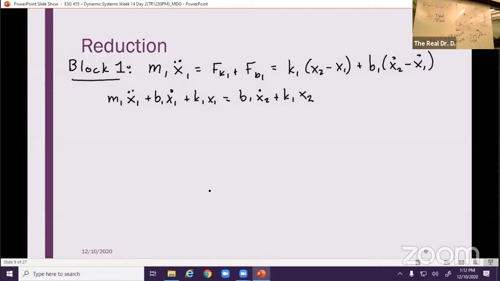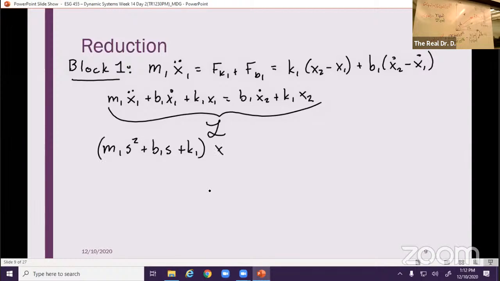Okay, so if we're going to go for the transfer function, we'll take the Laplace transform with 0 initial conditions. That's going to give me m1 s squared plus b1 s plus k1 times x1 of s is equal to b1 s plus k1 times x2 of s.